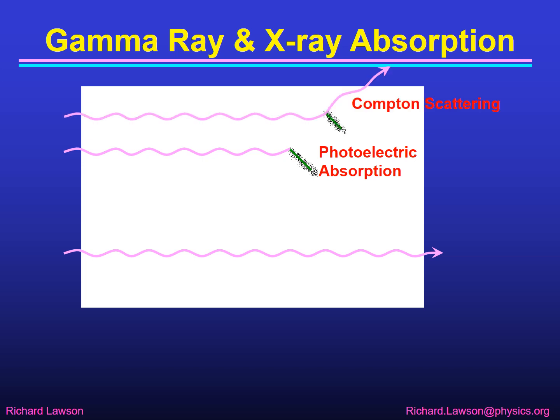It may be that the gamma ray undergoes some Compton scattering, in which case it gives up some of its energy to an electron and carries on in a different direction after it's been scattered.